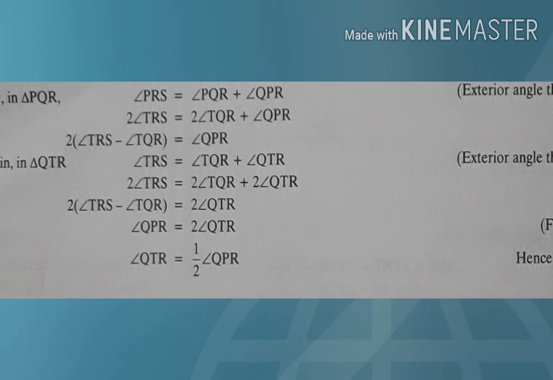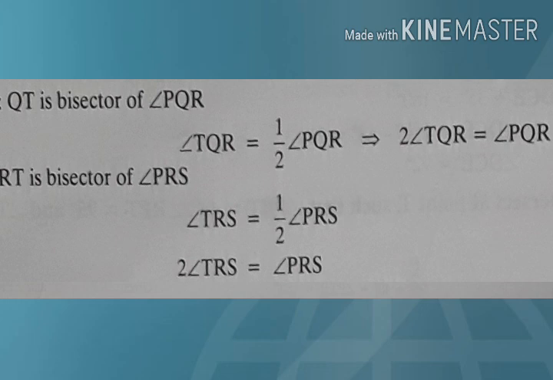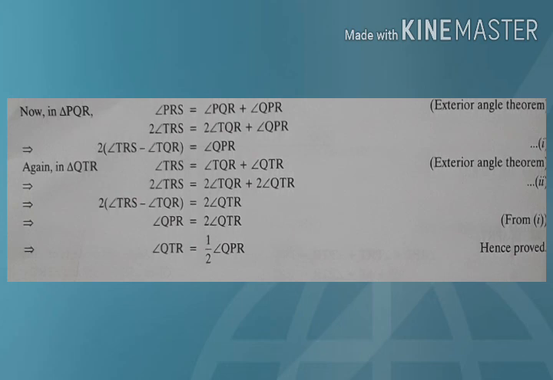Okay. So once again I will explain this. First we consider QT as the bisector. Then we get TQR equals half PQR. So what is PQR? Twice TQR. Similarly we got PRS equals twice TRS. Then we consider triangle PQR. Then we consider triangle QTR. Then we got the required answer. That is, the measure of angle QTR equals half of the measure of angle QPR.